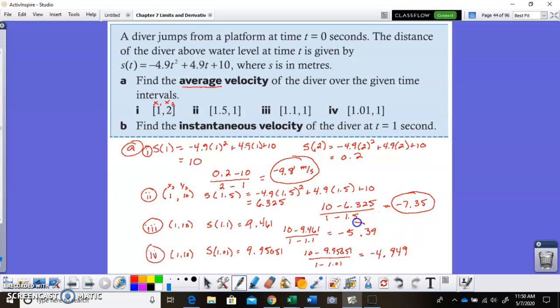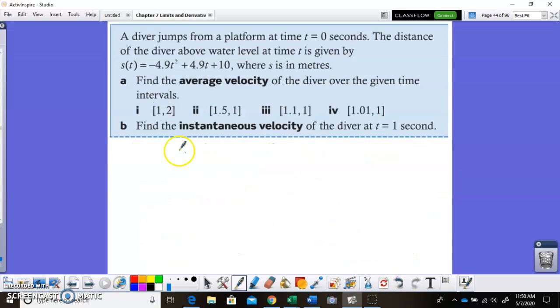It's actually going to be harder finding the average velocities than finding the instantaneous velocity. So those are my 4 average velocities. I'm going to erase the screen to do letter B. Okay, so let me go ahead and clear those notes. Okay, so letter B says find the instantaneous velocity.